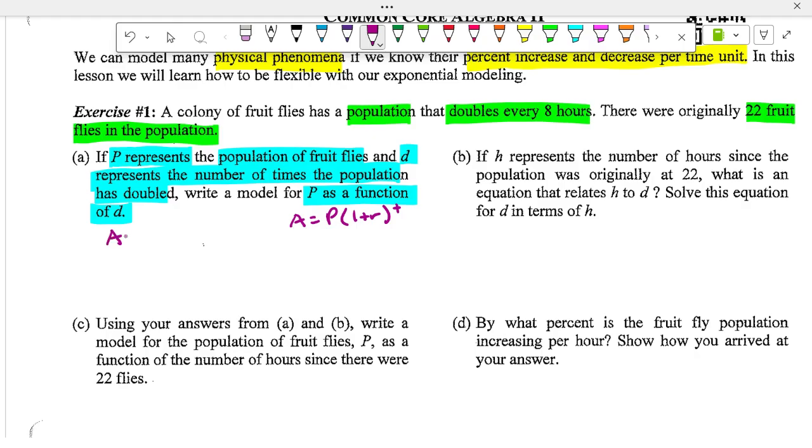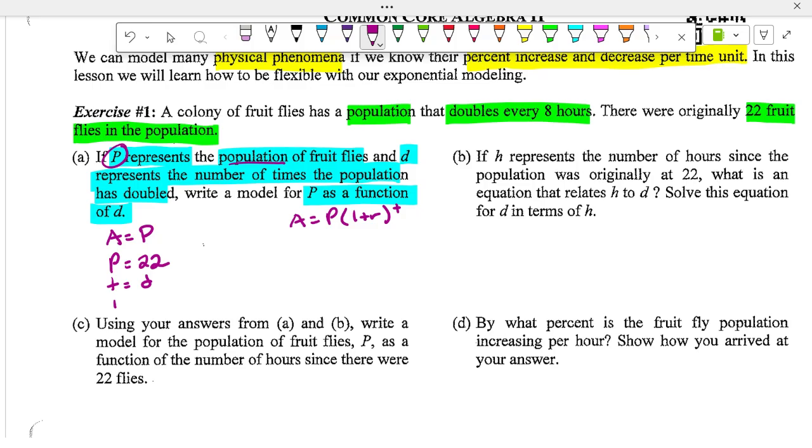So A in this case is going to be P because they want P to represent the population. Now, our principal, how many fruit flies did we initially start out with? 22. Now, our time is just going to be how much it doubles, so we're just going to call that D.